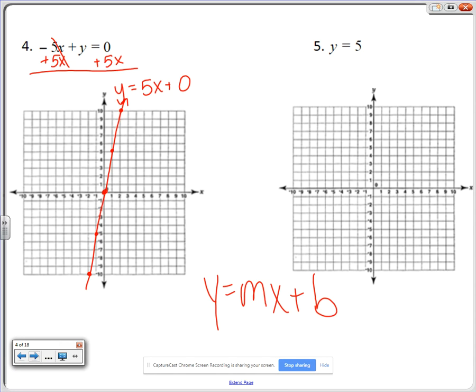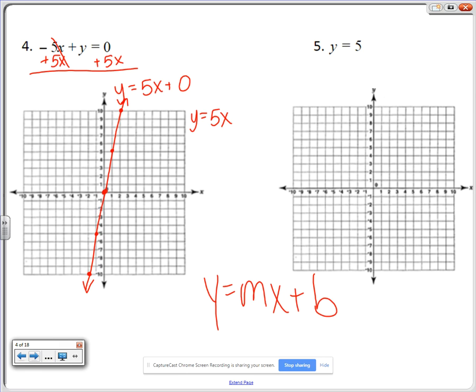How we doing? That's a pretty steep line, isn't it? Because the slope is 5. That's a relatively big slope. Now, do I need the plus 0 on the end? If I add 0 to something, does it change it? No. So if you told me just y equals 5x, that would be fine as well. And I think that's what Gage originally told me too. How we doing here? Good?